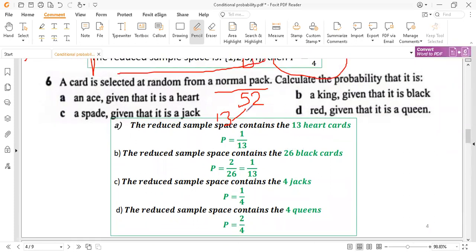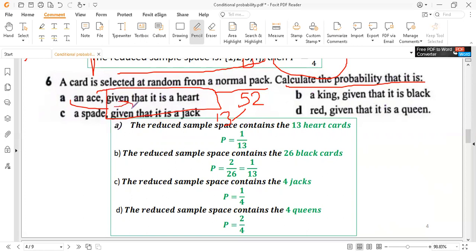In each type we have only 3 pictures: a queen, a jack, and a king. Okay, so normally, to calculate the probability that it is an ace given that it is a heart.